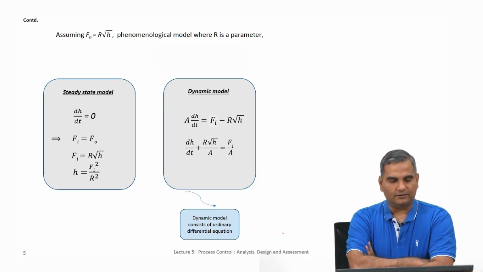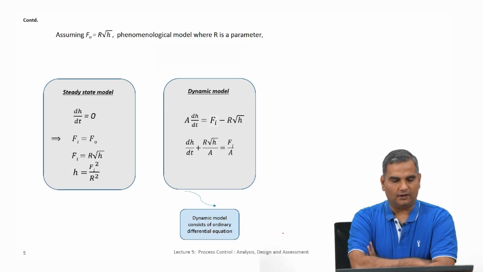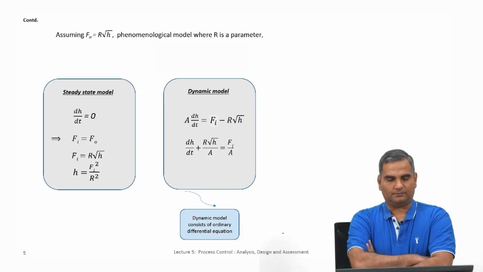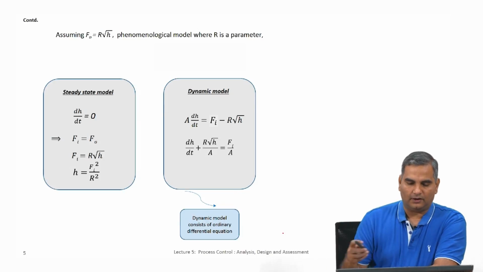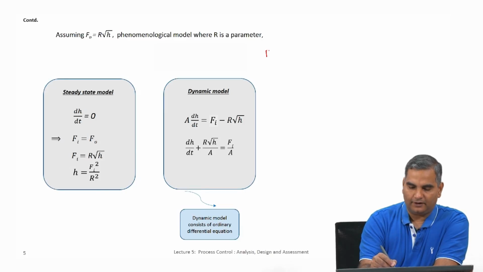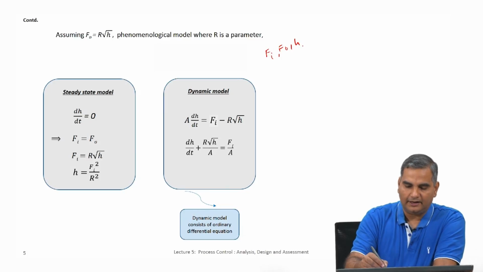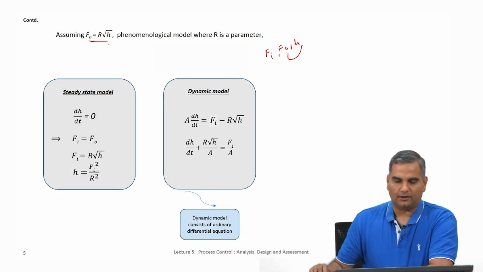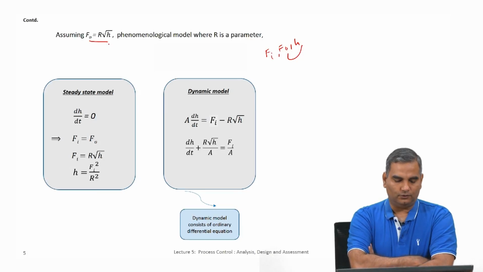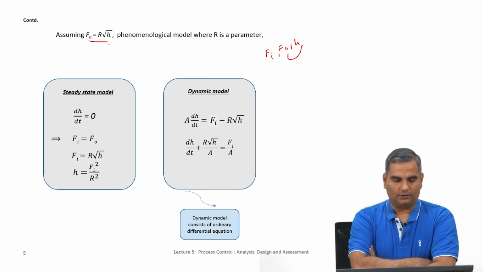I can simplify this by substituting F naught as R root h into this equation, and I get A dh by dt is Fi minus R root h. This is now what is called the dynamic model. We started with the variables Fi, F naught and h. If you give me the Fi value, then I can compute h from this, and once I compute h, I can use this equation to compute F naught. So this model is consistent, and it will do whatever we are expecting the model to do.